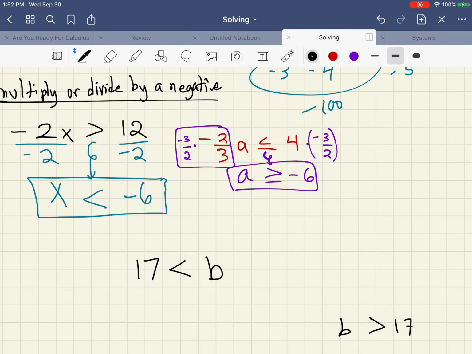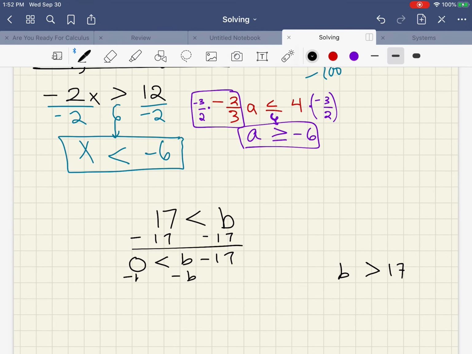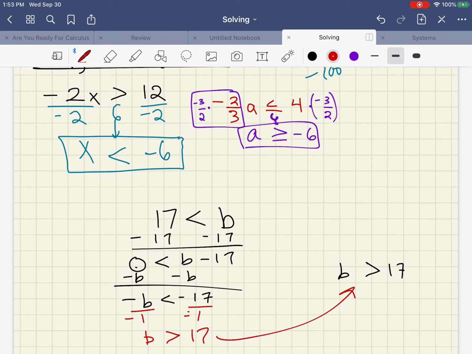But if you really wanted to know what was happening here, you really could subtract 17 from both sides. You would get 0 on the left, and you'd get b minus 17 on the right. Then I could subtract b from both sides. That's not a 6, it's a b. So 0 minus b is negative b is less than negative 17. And for that particular problem, I would divide by negative 1, and I would get b. Because I'm dividing by a negative, I have to flip my inequality, and I'll get my positive 17. Shortcut, when you flip it, you flip it.